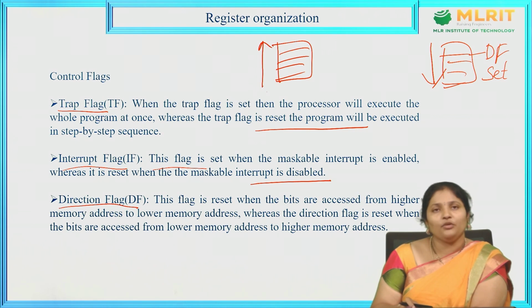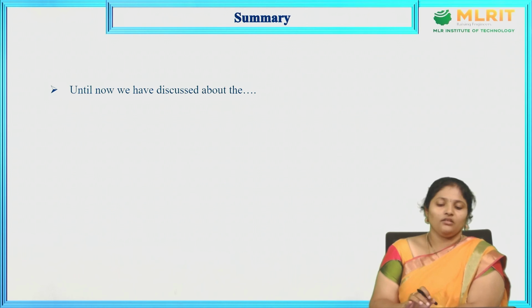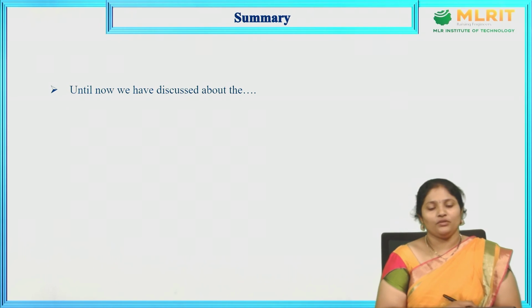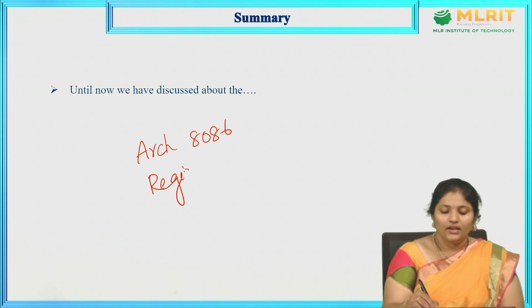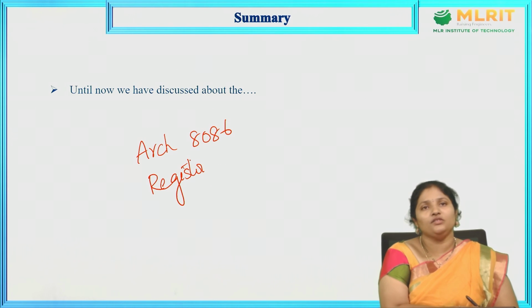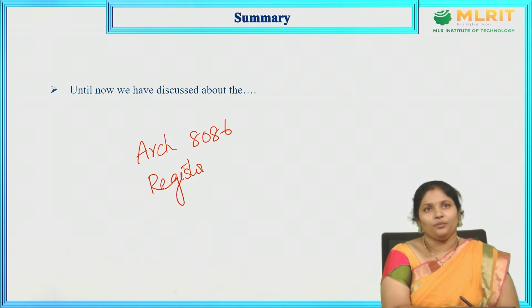These are all about the register organization. So until now we have discussed the architecture of 8086 and the register organization, how these registers are arranged in the architecture, and how the architecture has been divided into 2 parts.